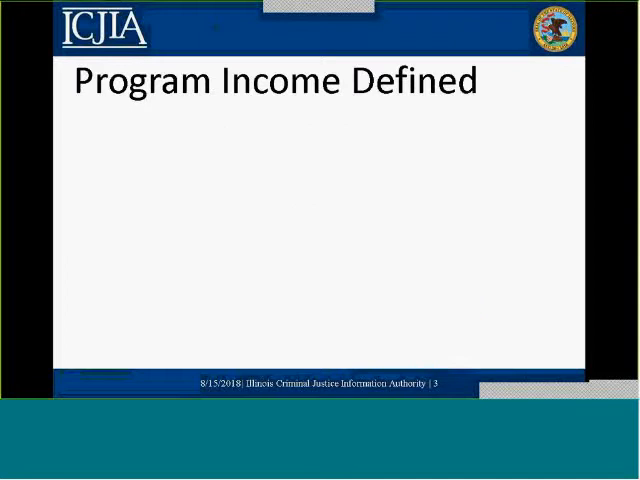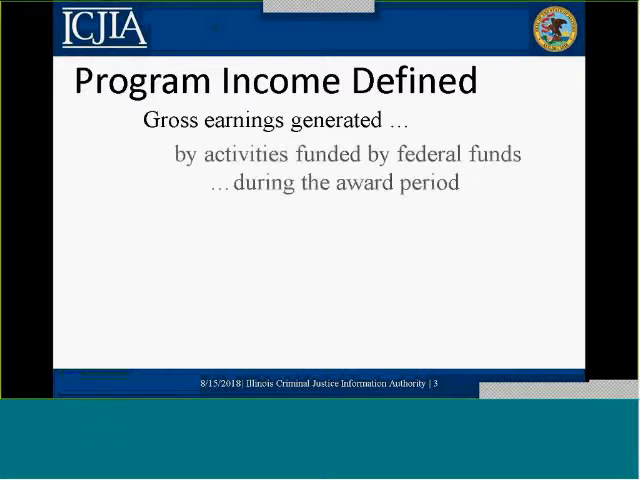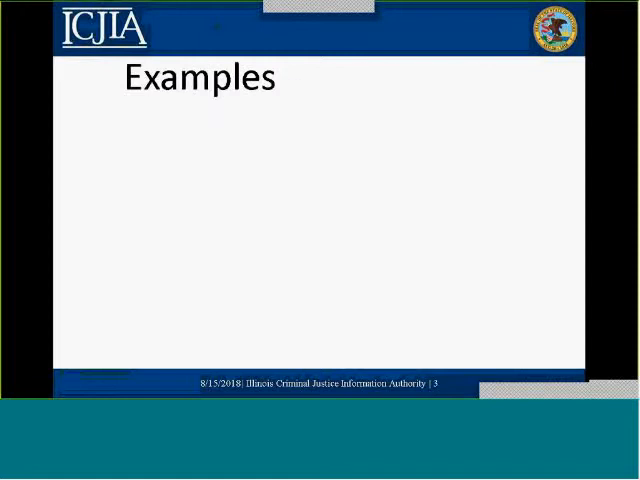So what is program or project income? It's the gross earnings generated by activities funded by our federal grant during the award period. Here's some examples for you.